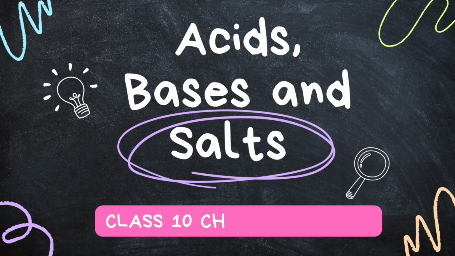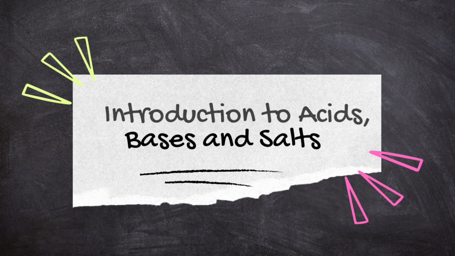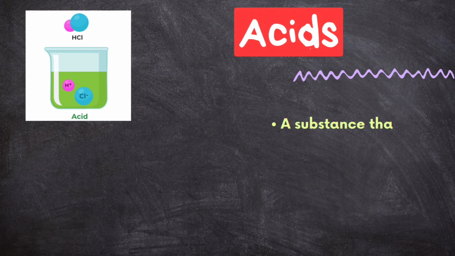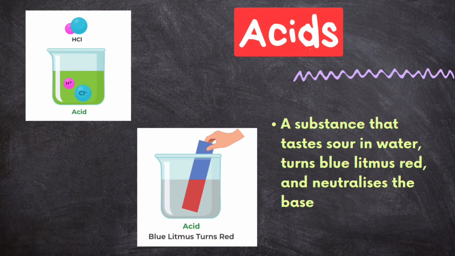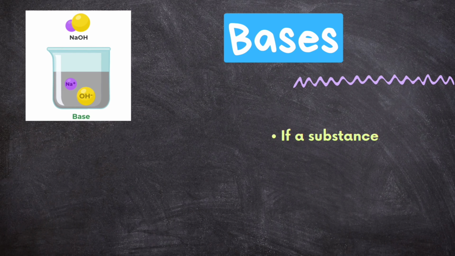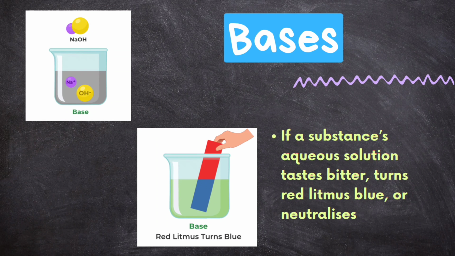CBSE NCERT Class 10 Science Notes, Chapter 2: Acids, Bases and Salts. Introduction to Acids, Bases and Salts. A substance that tastes sour in water, turns blue litmus red, and neutralizes bases is known as an acid. If a substance's aqueous solution tastes bitter, turns red litmus blue, or neutralizes acids, it's called a base.